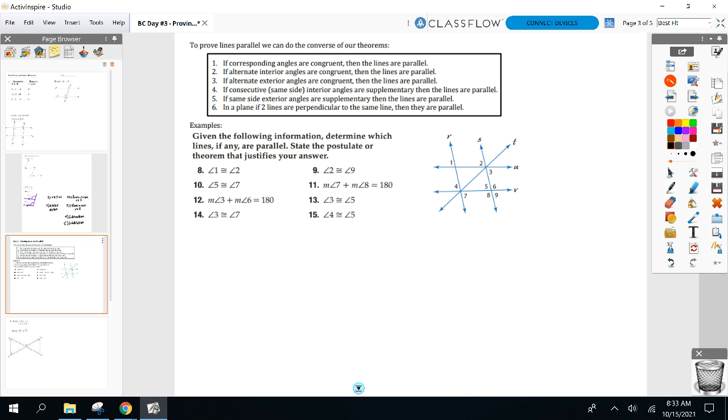So here's what I'm going to do today. I'm going to give you angles are congruent. Can you tell me any lines are parallel or not? Okay, that's what I'm going to do. I'll give you lines or I'll give you some angles are congruent. Can you give me any lines that are parallel? Okay.